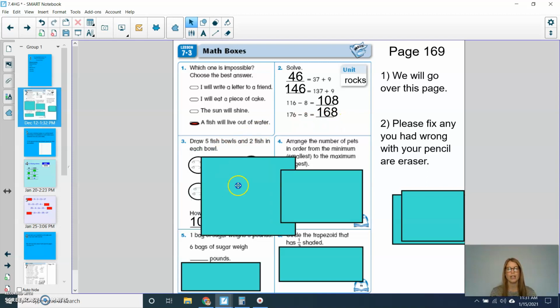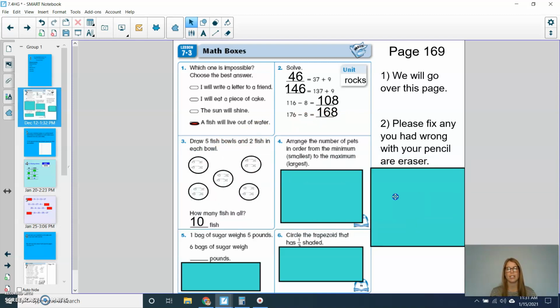For question 3, draw 5 fish bowls and 2 fish in each bowl. So yours maybe looks something kind of like mine. And then how many fish in all? You should have had 10 fish.